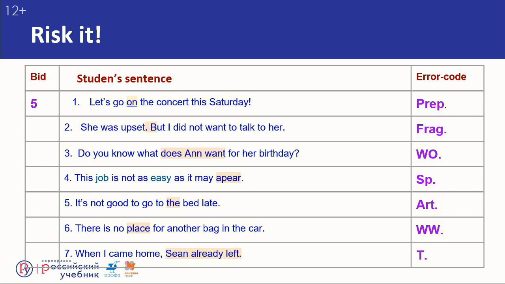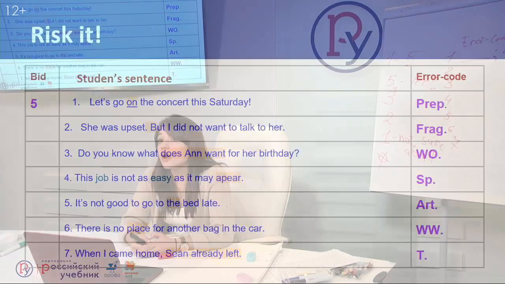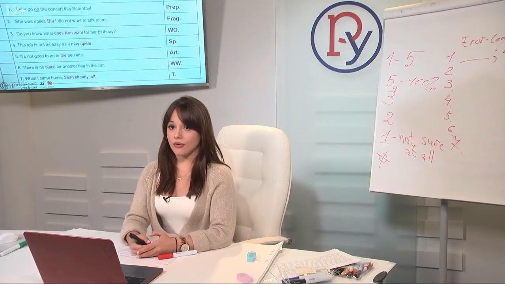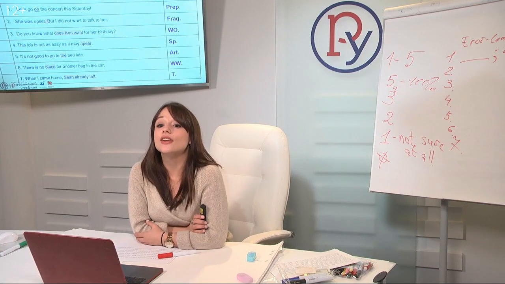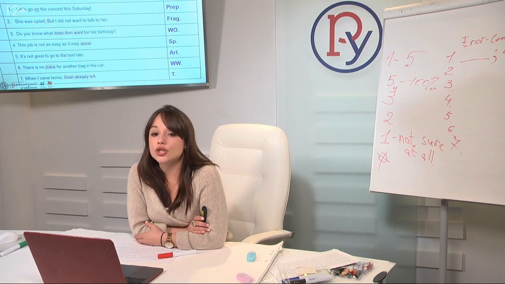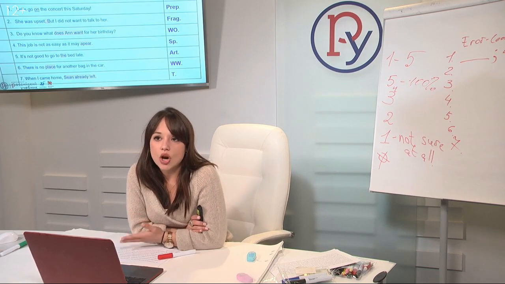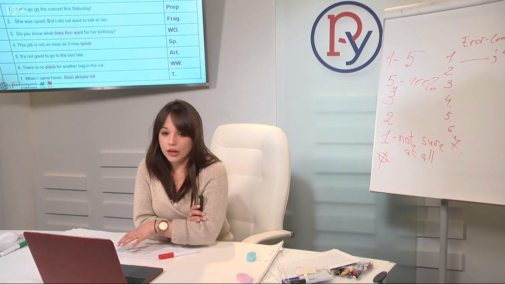Number 5, it's not good to go to the bed late. To go to bed, it's like an expression. We do not actually use an article here, right? So there is a mistake in the use of an article. It's not good to go to bed late. Article, the use of an article.